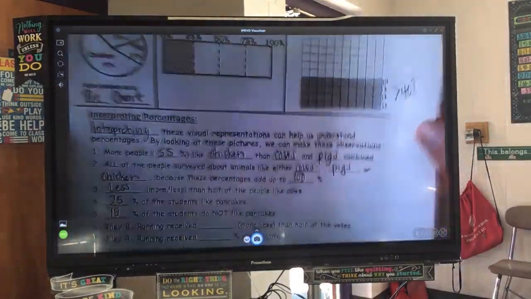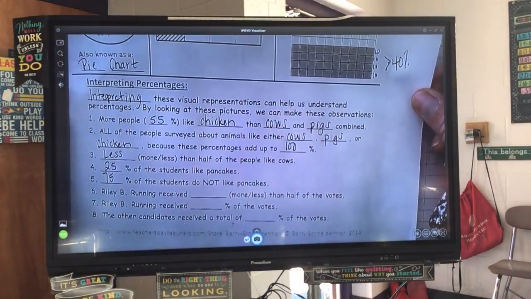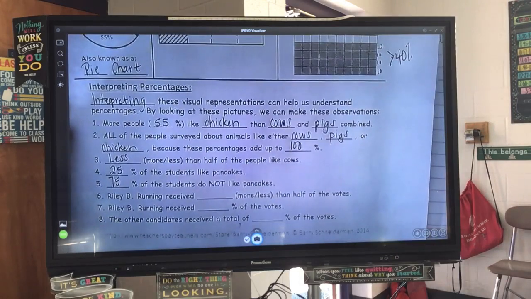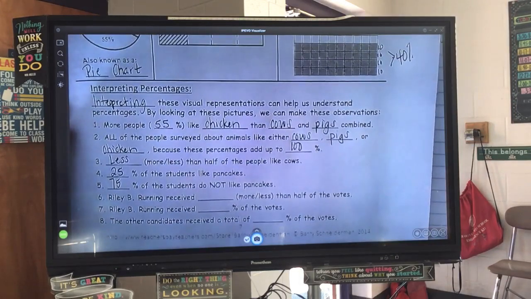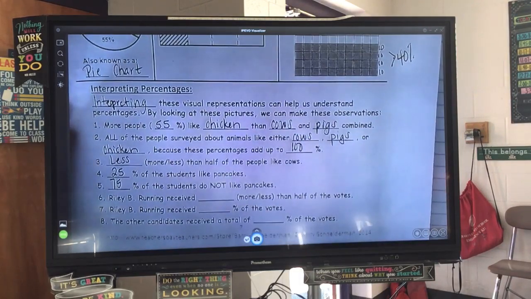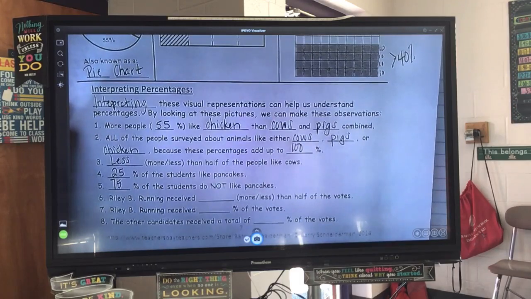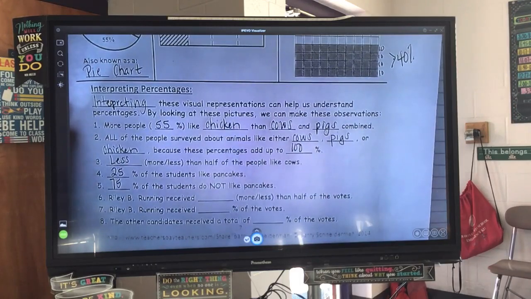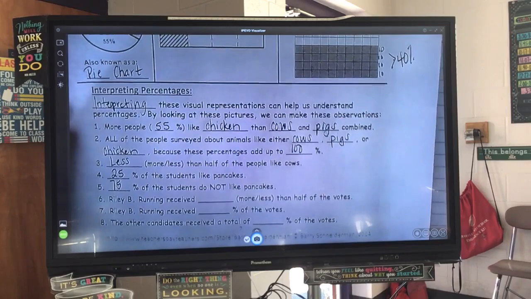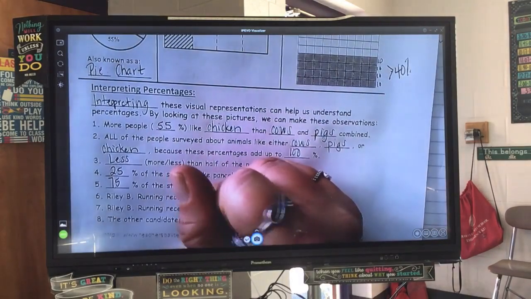Alright, so it says Riley B. Running received blank, more or less than half of the votes. So stand up if you think that Riley received more. Okay, Emmeline, how do you know, sweetie? How many votes did Riley receive? Only 40%, and half is 50%. Perfect. So less.